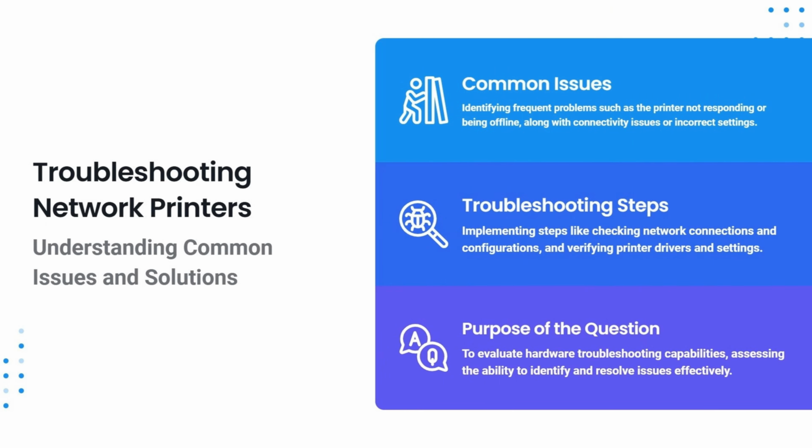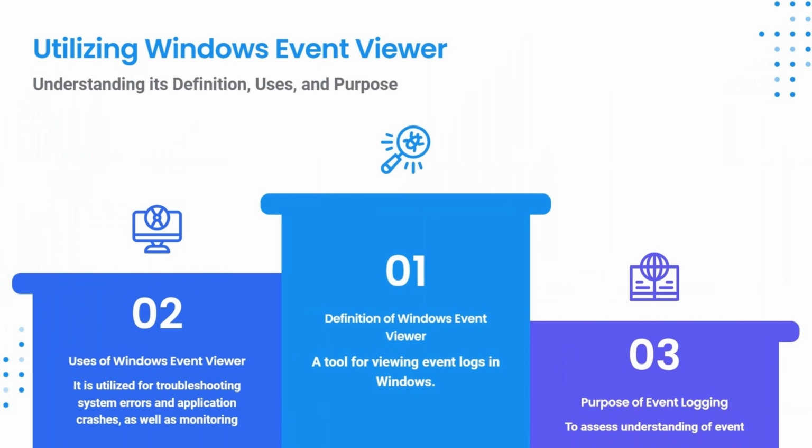8. How would you troubleshoot a printer that's not responding on a network? Purpose: examines the candidate's ability to address hardware issues, from checking connections to configuring network printer settings. 9. What is the purpose of the Windows Event Viewer? Purpose: checks knowledge of event logs and how to use them for troubleshooting system errors, application crashes, or security incidents.